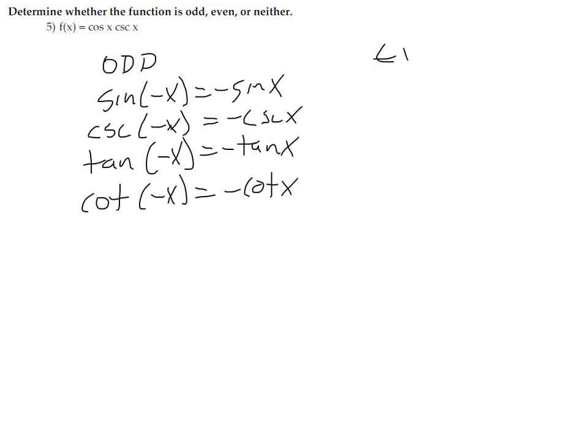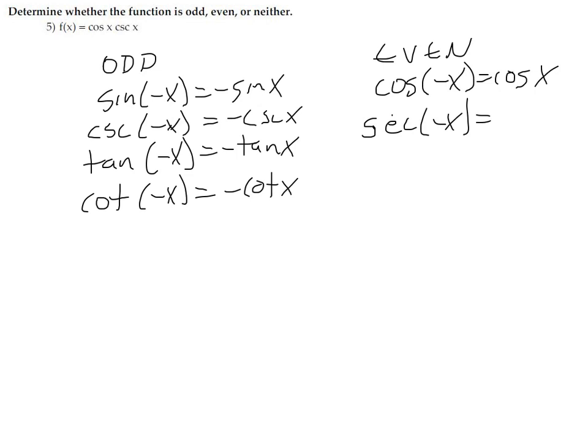For the even functions, we have cosine. Cosine of negative x is the same as cosine x. You can disappear the negative. It doesn't factor out, it disappears. And along with cosine, 1 over that, secant, will still be true: secant of negative x equals secant x. These are your odd and even trig functions, the basic 6.